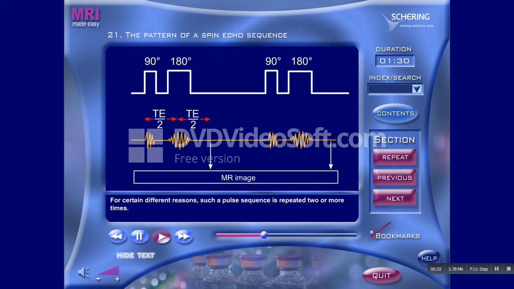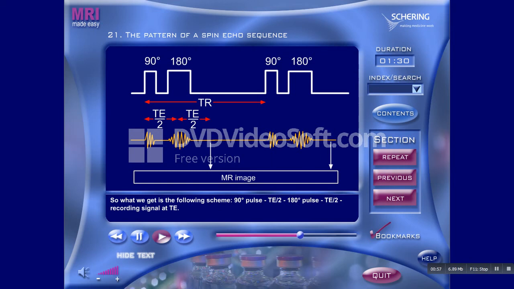For certain different reasons, such a pulse sequence is repeated 2 or more times. The time to repeat a pulse sequence was TR, time to repeat. Time from the beginning of one 90-degree pulse to the next 90-degree pulse. So what we get is the following scheme.